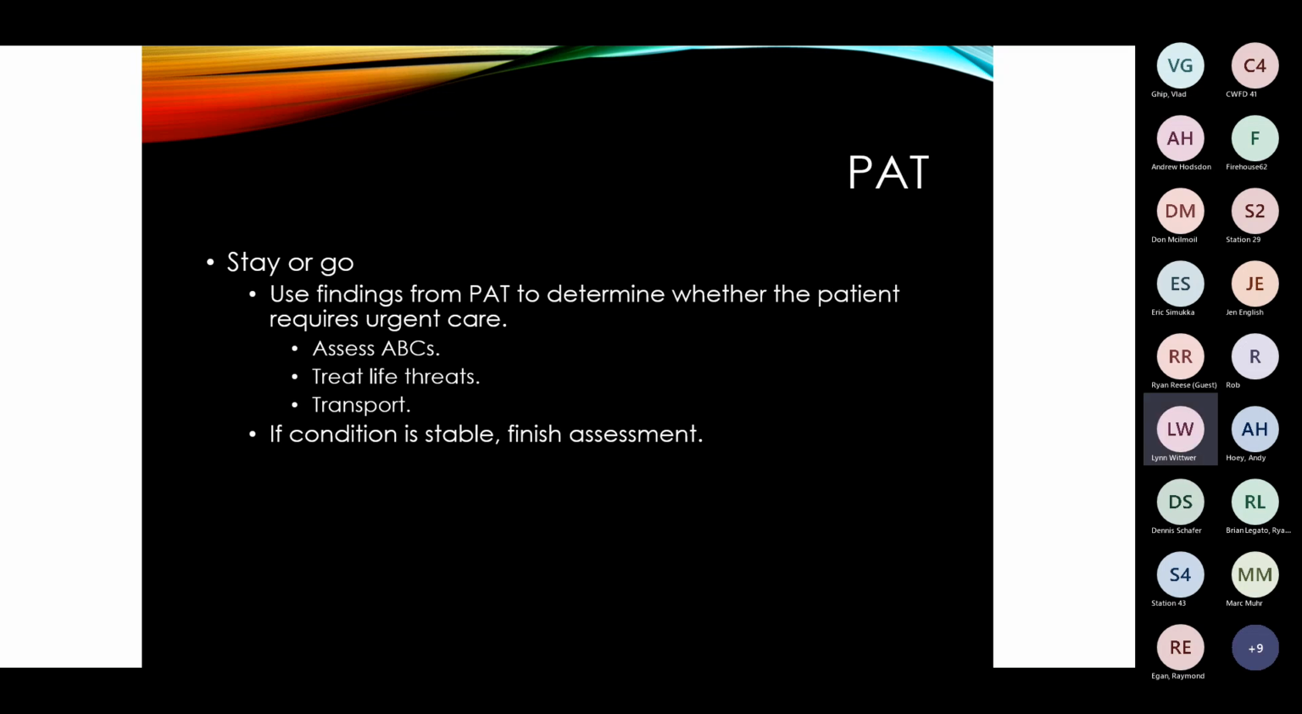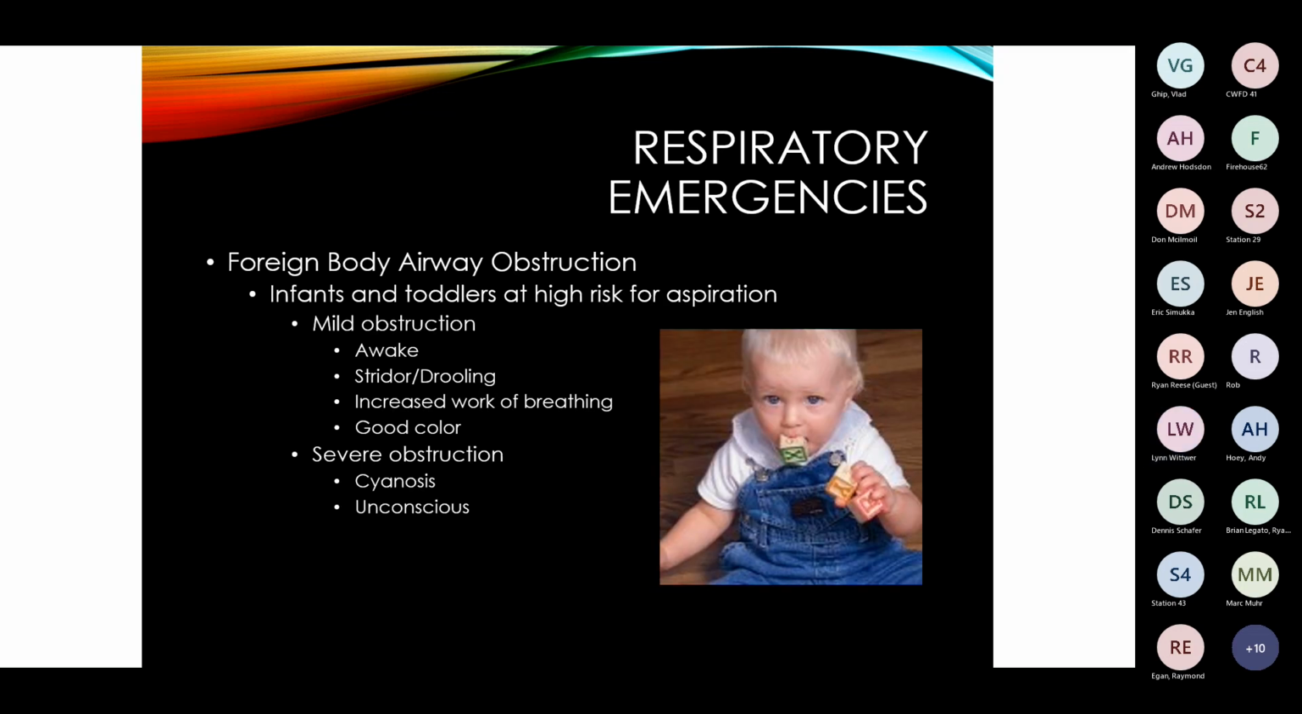Use the findings from your pediatric assessment triangle to determine whether or not the patient requires urgent care. Also assess the ABCs, treat life threats, transport. If the condition is stable, then you can go ahead and do the full primary and secondary assessment. Happily, just like adults, the vast majority of children we see are not critical, but it's the critical ones that we have to identify quickly and get to definitive care.